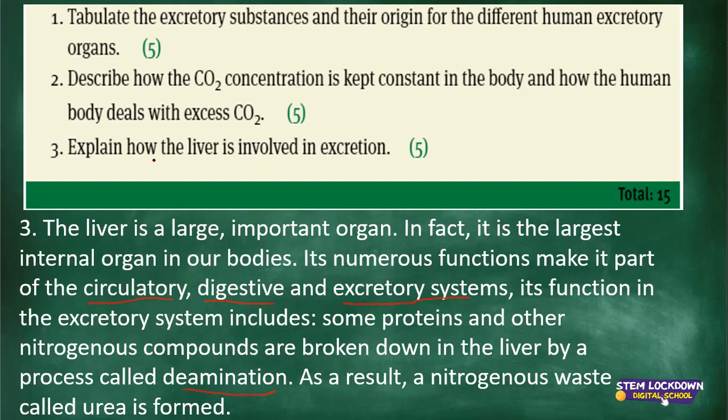So this question is two parts. You need to explain how the liver is involved in excretion. So here we first explained the role of the liver in general, and then how exactly it is involved in excretion. If you are asked about how the liver is involved in the circulatory system, you would have a different explanation because it plays a different role there. It also plays a different role in the digestive system, as we've explained about the bile. But in the excretory system, it's involved in breaking down nitrogenous compounds as well as other proteins. Remember, these nitrogenous compounds and proteins contain amino acids, and it further breaks down the amino acids into urea.